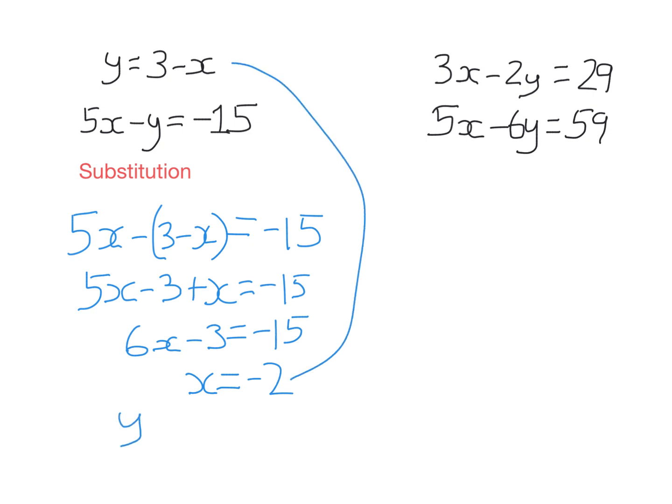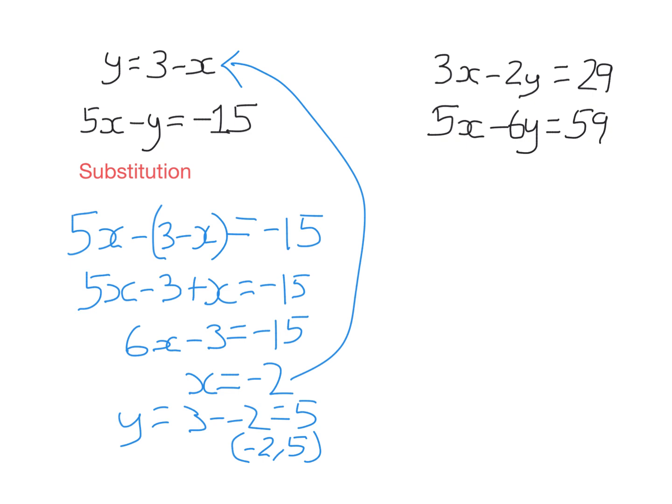So I'm going to substitute it into either equation, either will do, but I'll choose this one because it's much easier. So y is simply 3 minus -2, which is 5. The solution to this simultaneous equation is -2, 5. If you were to graph this line and graph this line, they would intersect at this point. So that's substitution when you have either equation having x or y as the subject.